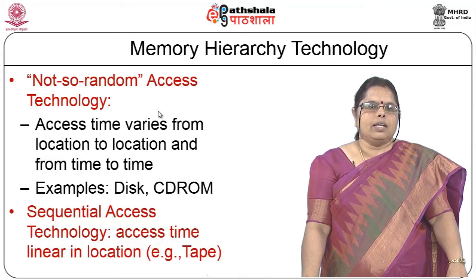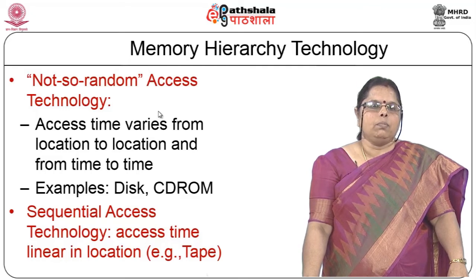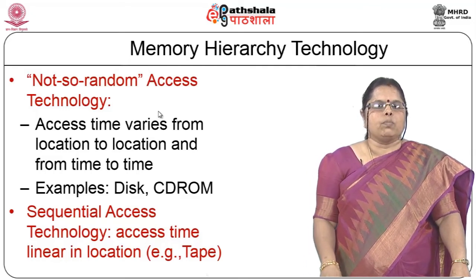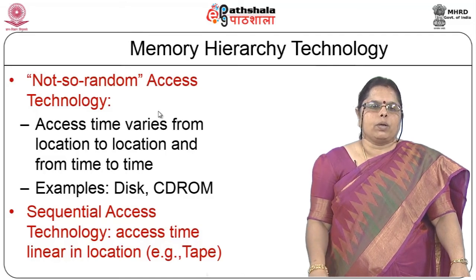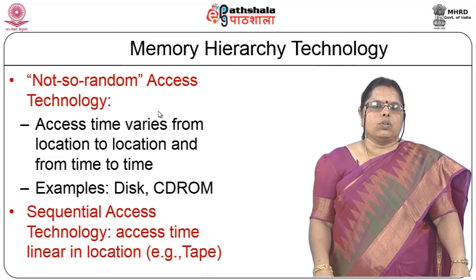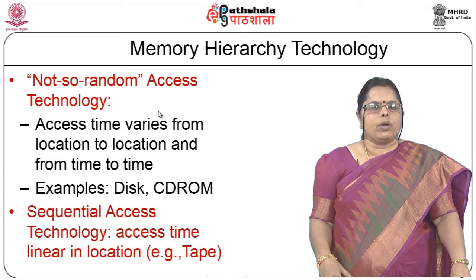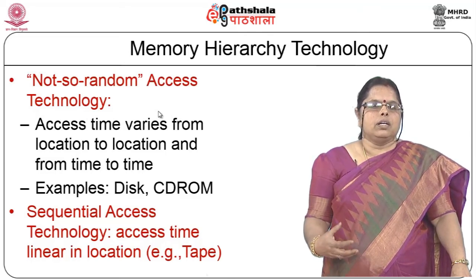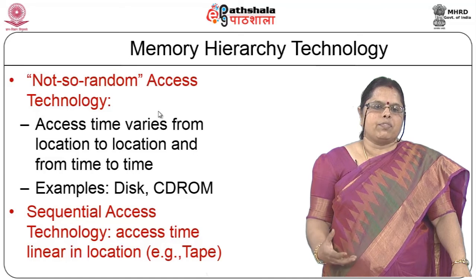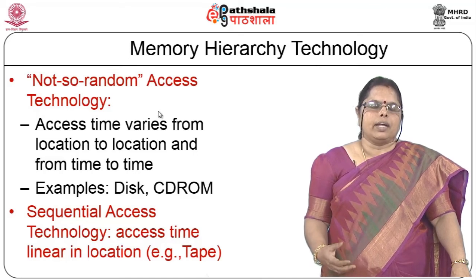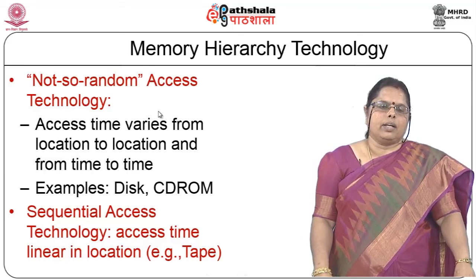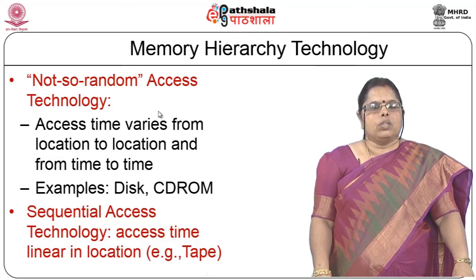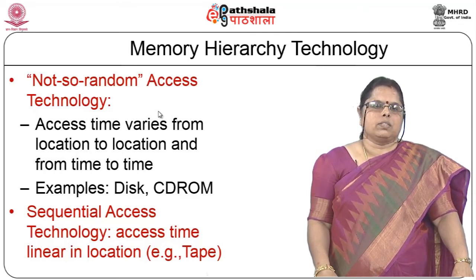The second category is not so random access technology, in which case the access time varies from location to location and from time to time. Examples are your disk access or your CD-ROM access, because you will have to rotate the disk and bring the sector that you have to read from under the read write head, and then read the data or write into the disk. So, the access time varies from location to location. So, that is not so random access memory.